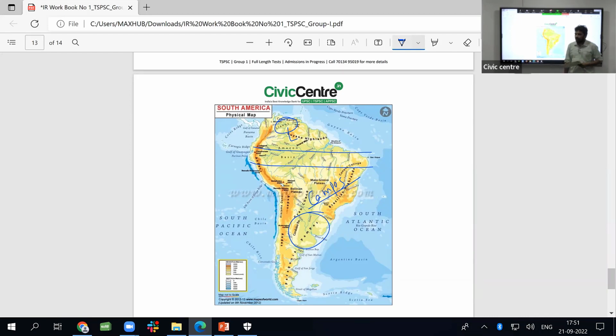So up to now, we have discussed very important straits like the Malacca Strait, Sunda Strait, Lombok Strait, Bering Strait, Strait of Dover, English Channel, Davis Strait, Magellan Strait. Now this one is the Torres Strait. That's in the north. There is one more important strait south of Australia, the Bass Strait, B-A-S-S.